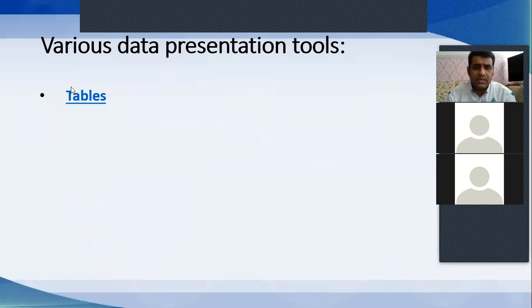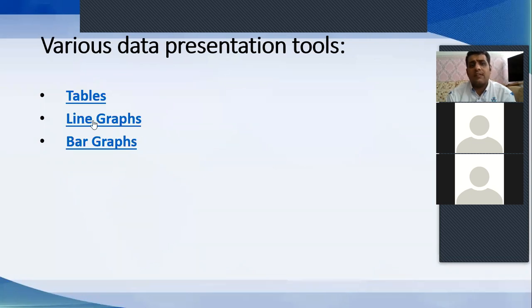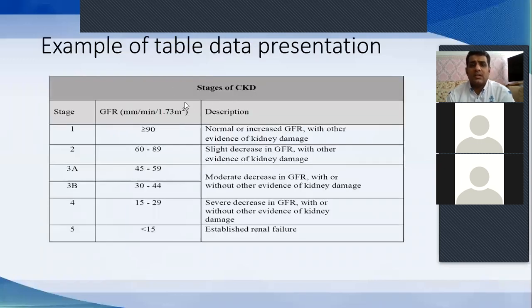So the first example is the tables. Then the second one can be a line graph. The line graph can be in line form. Then it can be a bar graph, a pie chart, or diagrams. And then we further study, like this is an example of a table presentation. We consider this example a descriptive analysis, a descriptive data table.